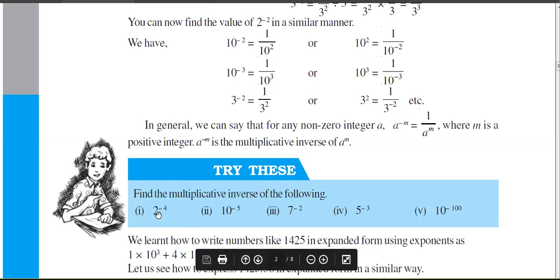I'm asking, what is the multiplicative inverse of 2 raised to the power minus 4? It will be nothing but 1 by 2 raised to the power 4. And again, for 10 raised to the power minus 5, it will be 1 by 10 to the power 5. 7 raised to the power minus 2, it will be 1 by 7 raised to the power 2. 5 raised to the power minus 3, it will be 1 by 5 raised to the power 3. 10 raised to the power minus 100, it will be nothing but 1 by 10 raised to the power 100.